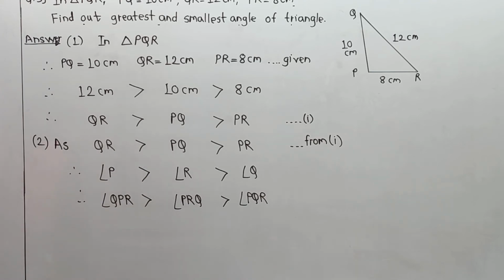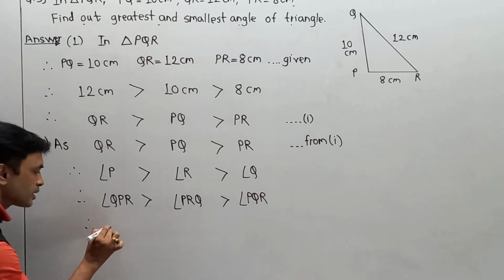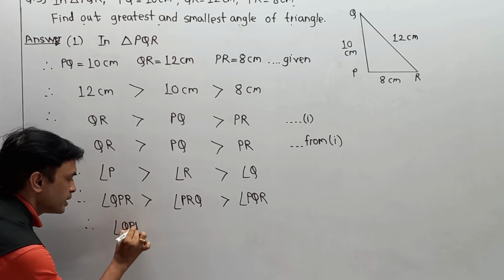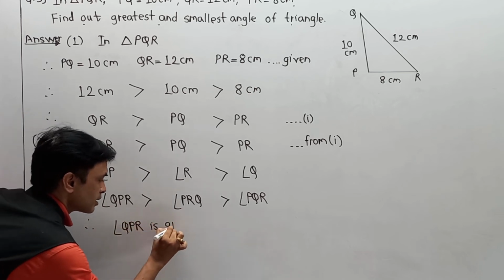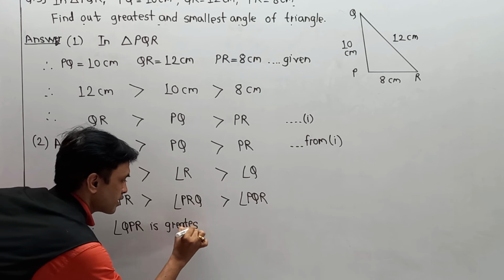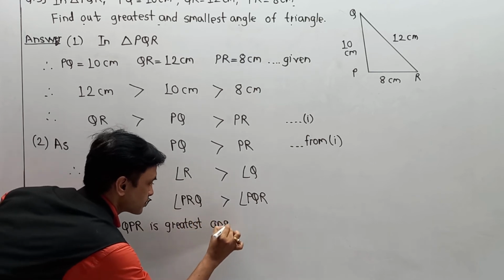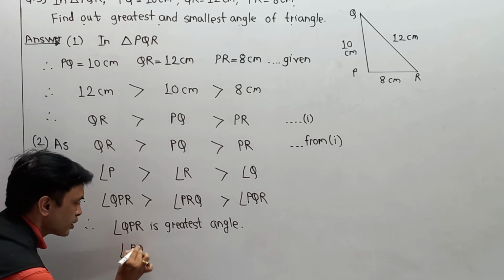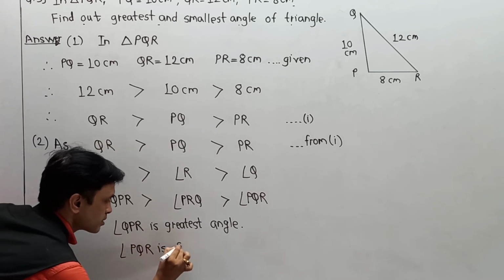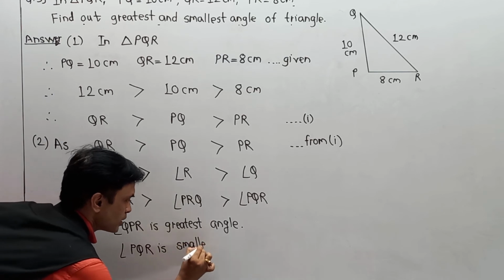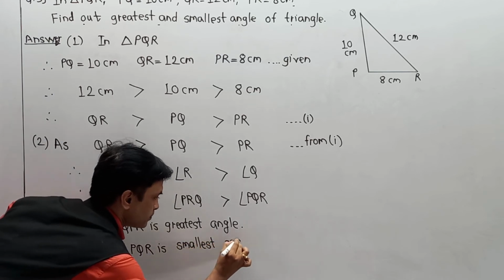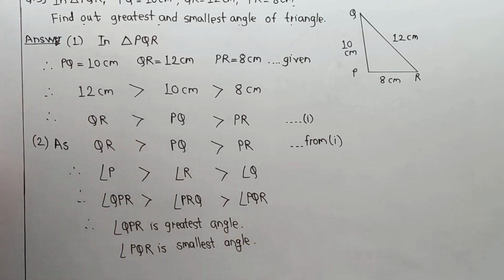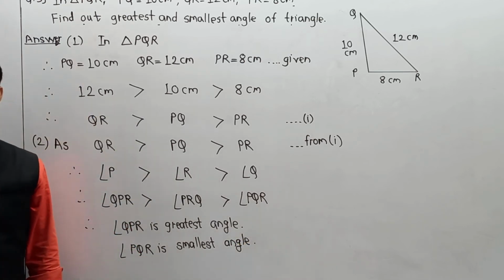Also in the reason we can write by which way? By this way, angle QPR is the greatest angle. Therefore angle QPR is the greatest angle, or you can say angle PQR is the smallest angle. And in this way we can complete the entire answer.